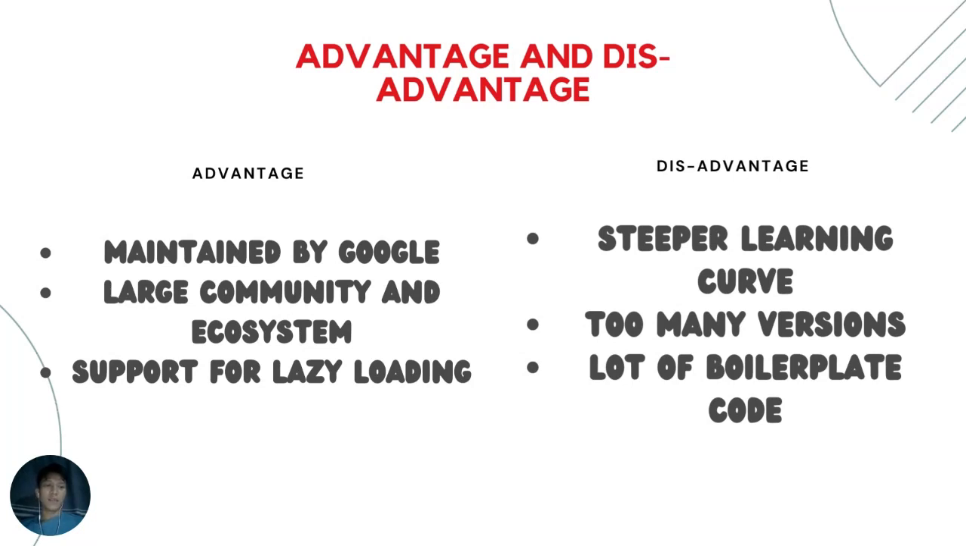The second one is large community and ecosystem. Angular is actively maintained and has a large community and ecosystem. You can find lots of material on this framework as well as many useful third-party tools. Currently, Angular has over 63,000 stars on GitHub, a clear indication of the popularity of the framework.